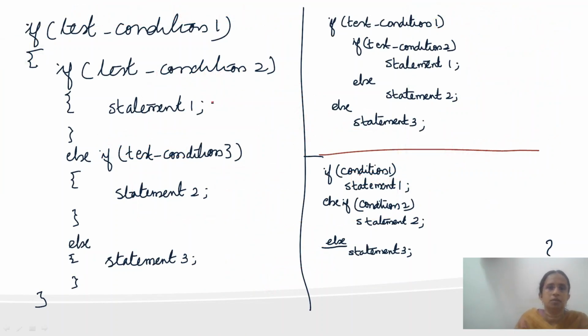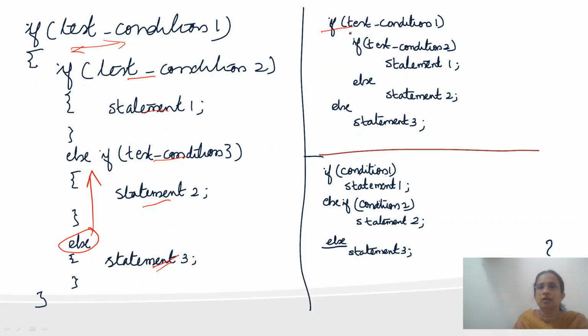Okay, these are some of the other conditions. We can nest them any way we want. We test condition 1. Again, if condition 2, statement 1. Else if condition 3, statement 2. Else, statement 3, like that. Always the else is combined with the nearest if.